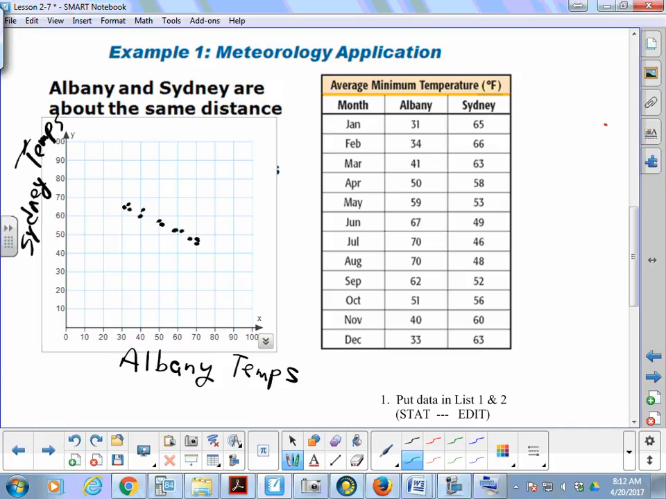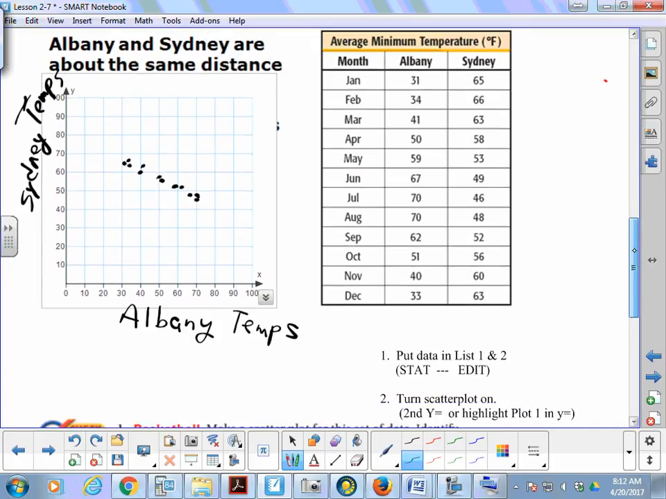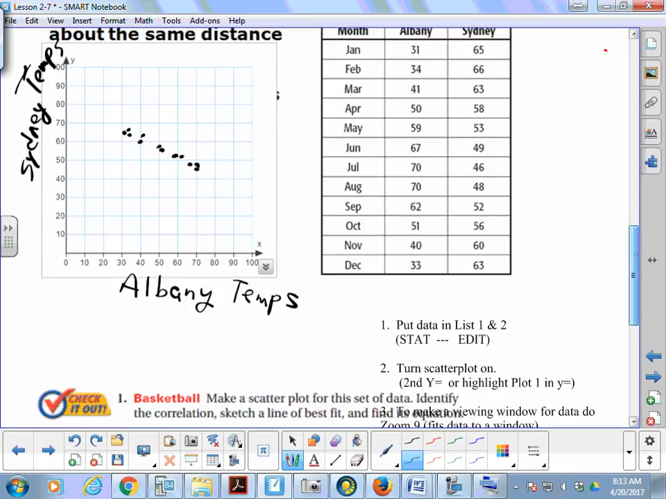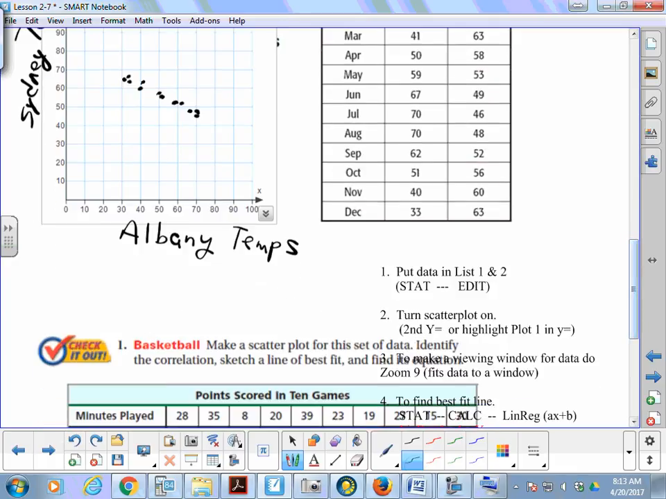All right, so what kind of correlation does this have? Is it positive or negative? Sabrina, positive or negative? Okay, negative, because the slope is negative, the correlation is going to be negative, all right? So this has a negative correlation.